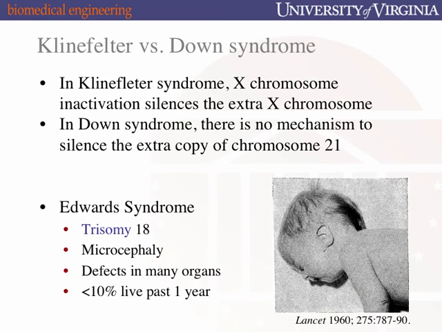There are other examples of gene dosage issues, triple copies. One is trisomy 18, so three copies of chromosome 18. Chromosome 18 is bigger than chromosome 21, and this gives rise to a syndrome called Edwards syndrome. These defects are very severe. Again, I show them here. Many organs are affected, and these children don't live past a year.